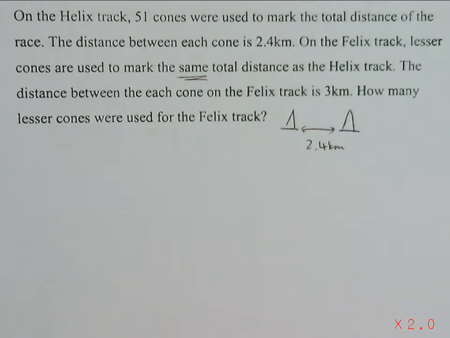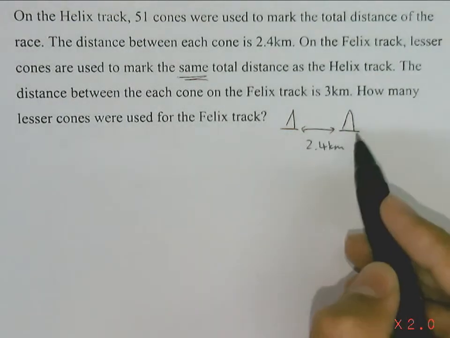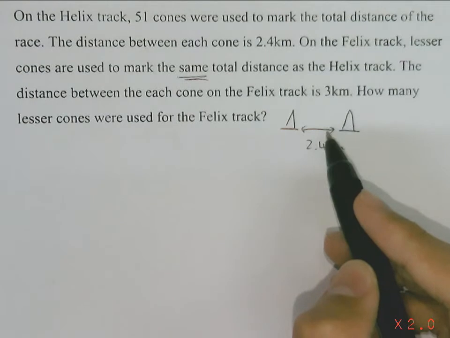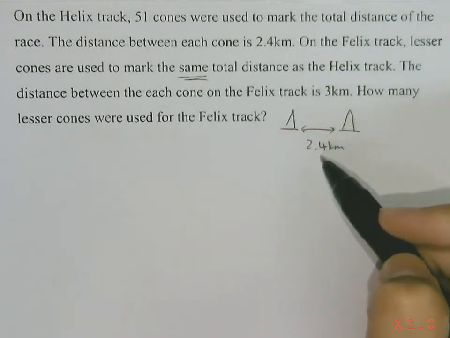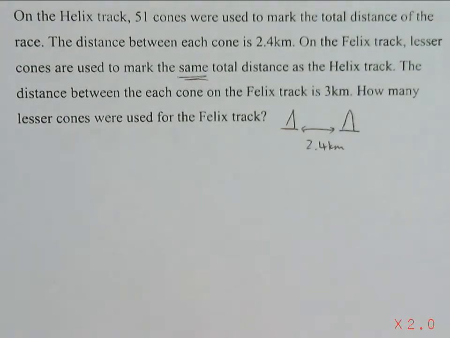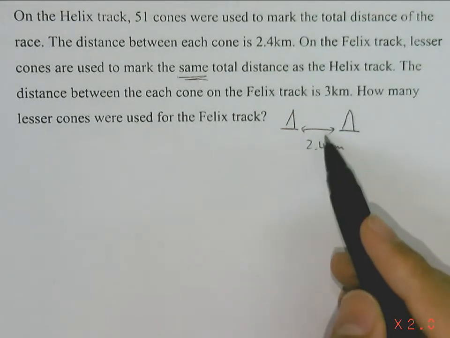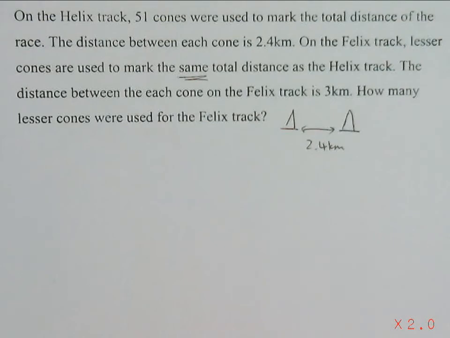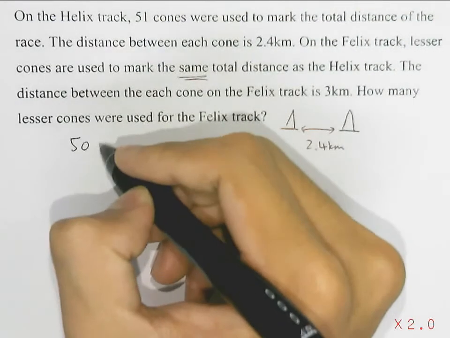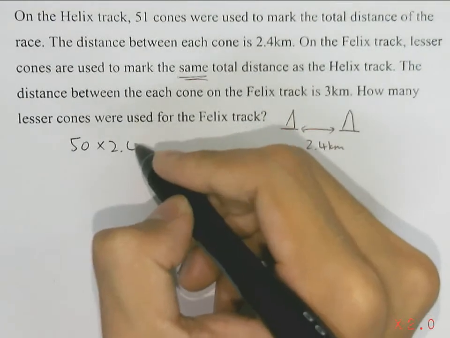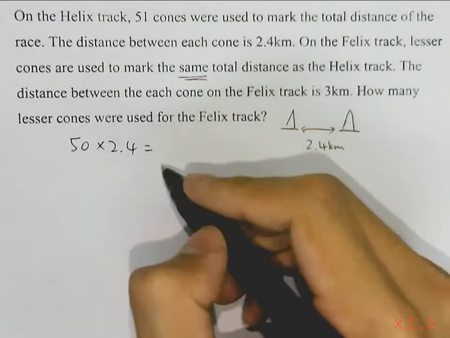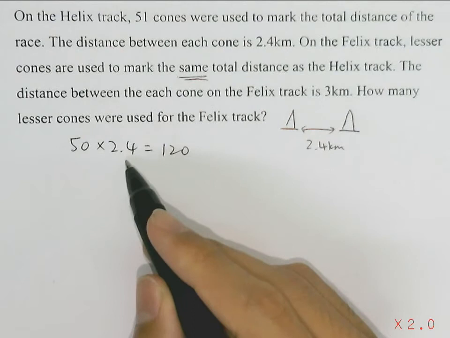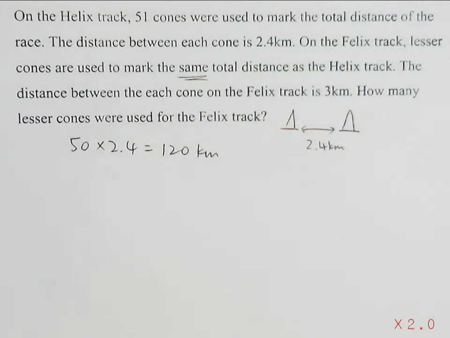So we want to take note that for every 2 cones, there will be 1 interval. And since the distance of every interval is 2.4 kilometers, we want to find out how many intervals there were. Since 51 cones were used, that means that there were actually only 50 intervals. Alright? So 50 intervals, each interval is 2.4 kilometers. So the total distance of the track will be 50 multiplying by 2.4, giving us 120 kilometers.